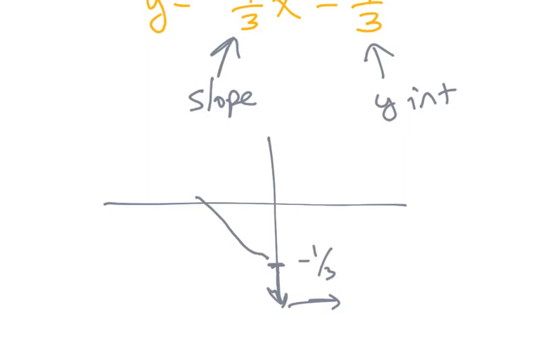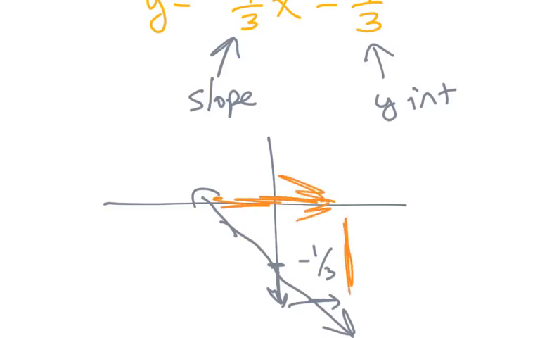I apparently struggle with drawing straight lines. Okay, that's not that straight, but that's a straight line. Now, on this one, notice that as you go to the right, what happens to the y values? The y values drop. So what that means is that this function is decreasing.